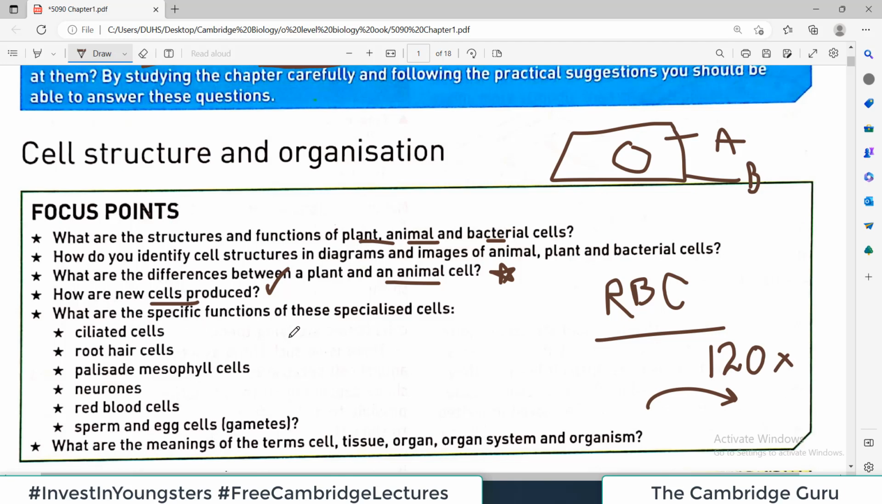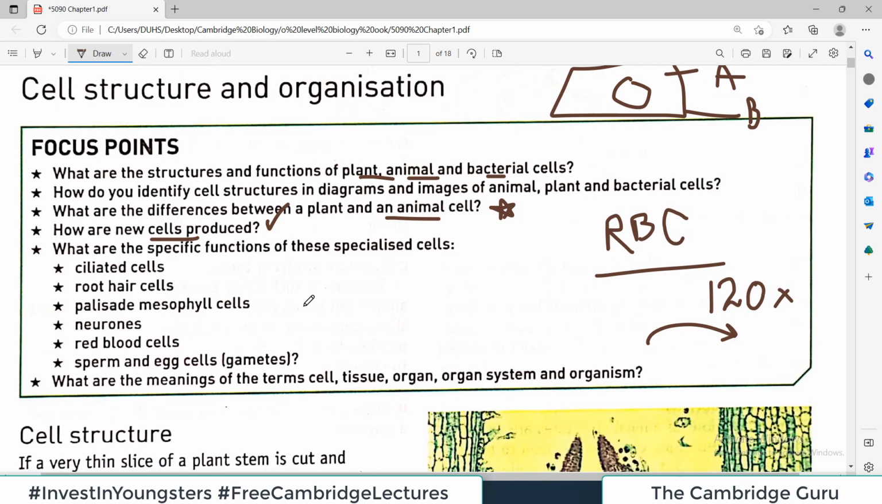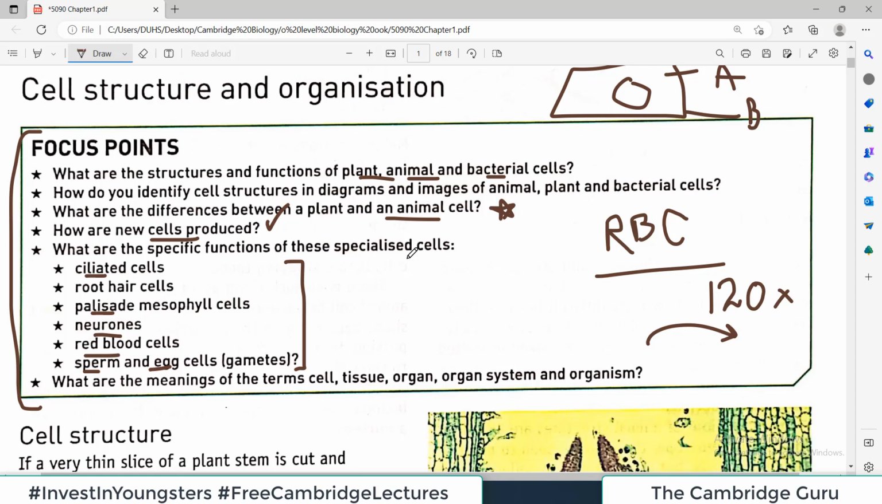What are the specific functions of specialized cells? Some of the cells have very specialized functions. For example, ciliated cells, root hair cells, mesophyll cells in plants, palisade mesophyll cells, neurons in the nervous system, red blood cells, sperm and egg. These are all specialized cells, which means they are performing a highly valuable and highly specialized type of task. All this we are going to study in this chapter. What is the meaning of the terms cell, tissue, organ, system and organism? So these are the topics that we will study in this chapter.